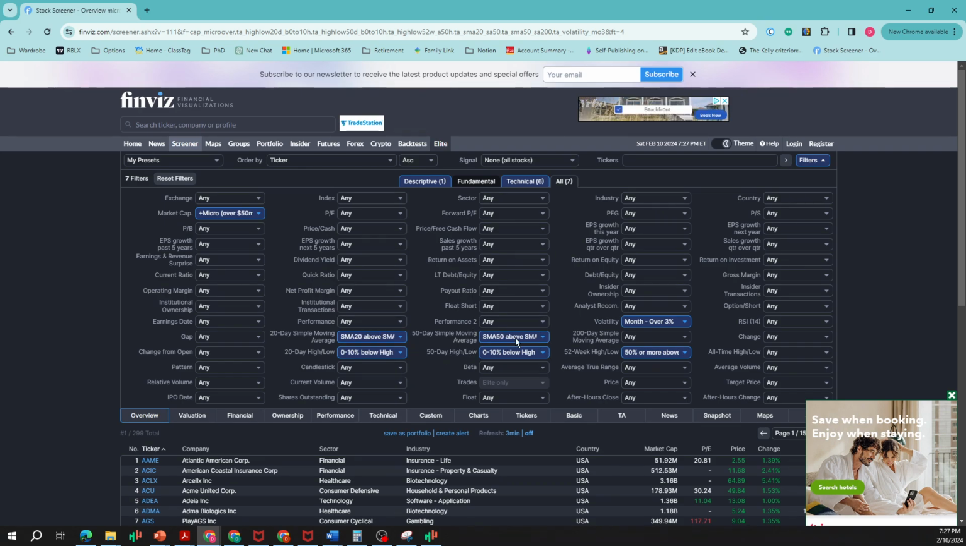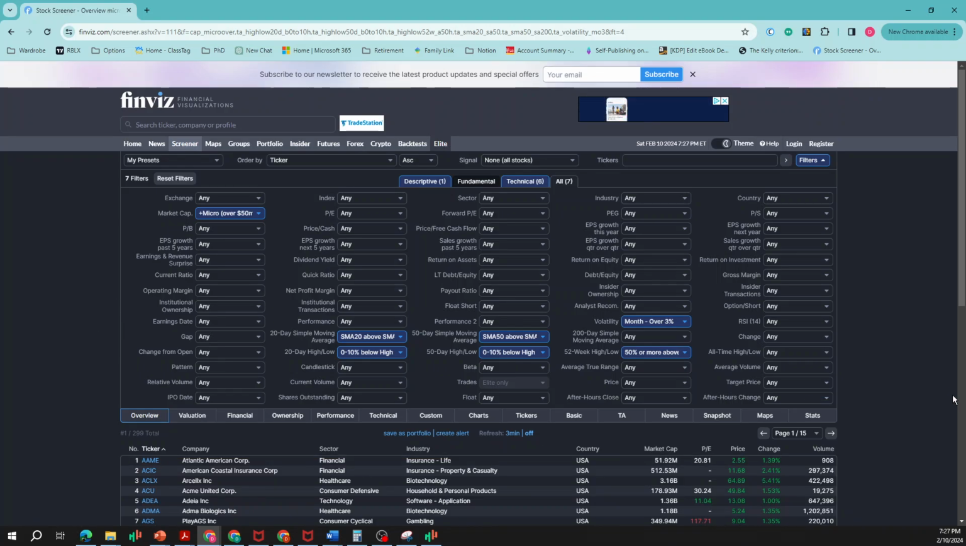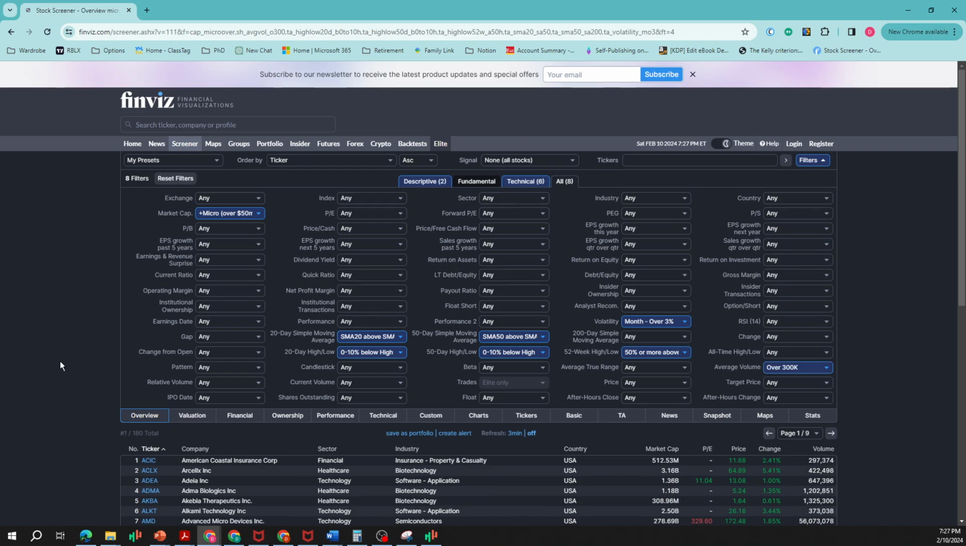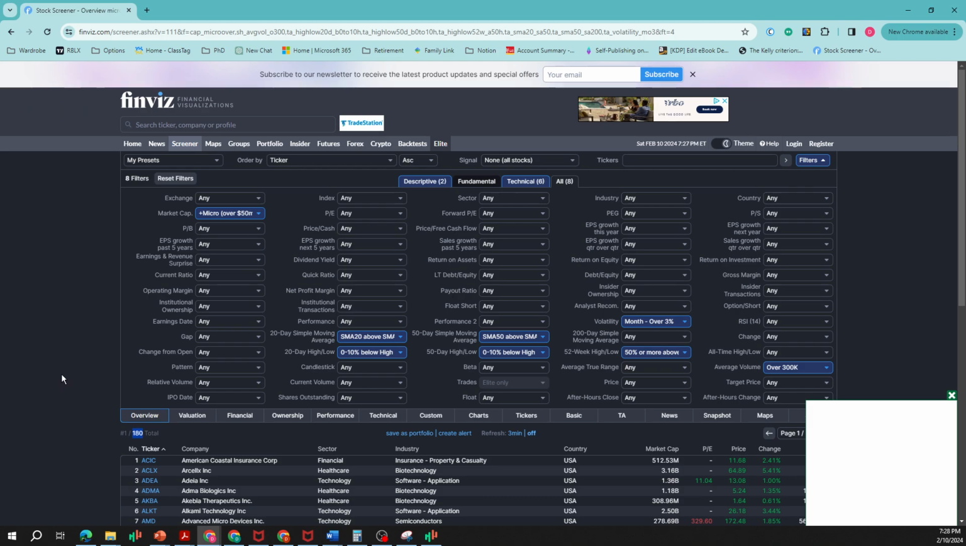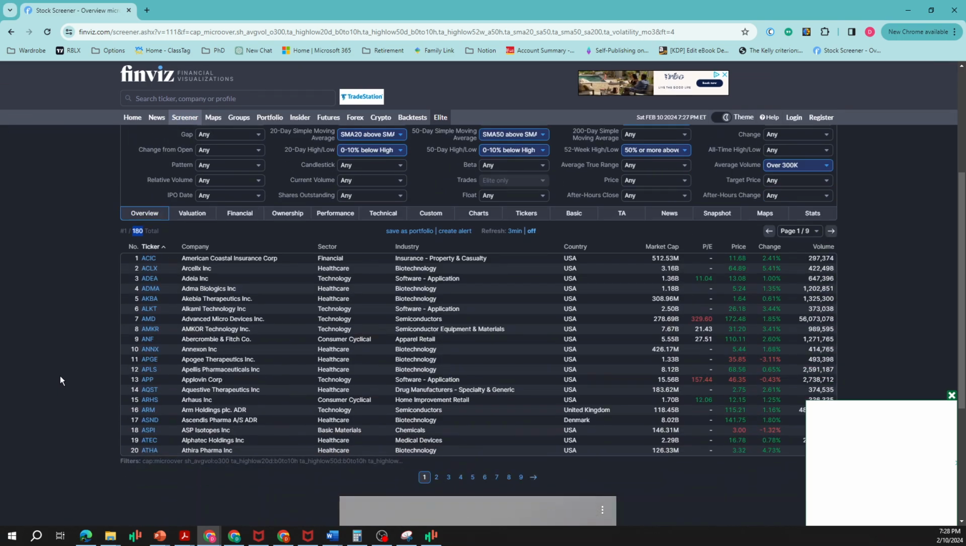They have the 20 above the 50. They have some amount of volatility, some amount of liquidity. And if you want an average volume filter, you want things that have a certain amount of daily volume. Let's say 300K is a pretty good number. So now you're down to 180 stocks. Remember, we started out with 4,000 or 5,000 stocks.